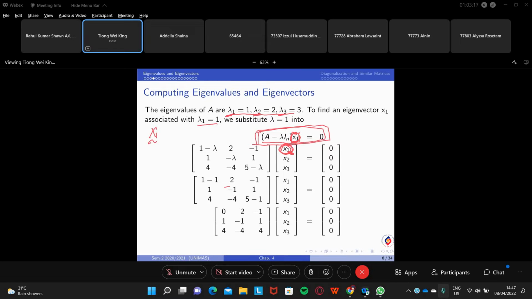So from here you substitute lambda equals 1 into the system. Just now remember we have 1 minus lambda, then negative lambda, 5 minus lambda. So you substitute lambda equals 1 and then simplify. 1 minus 1 gives 0. Then this is minus lambda, so minus 1. 5 minus 1 is 4. The rest is the same.